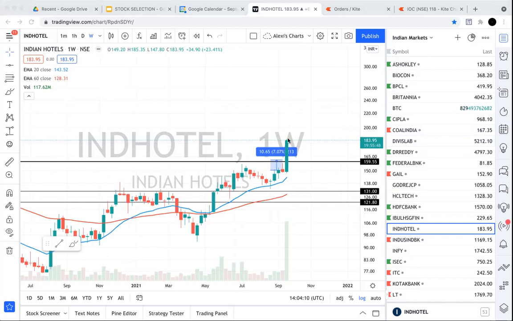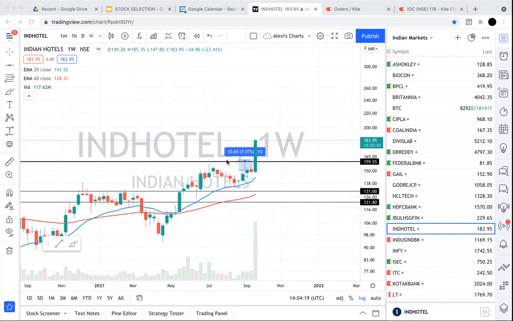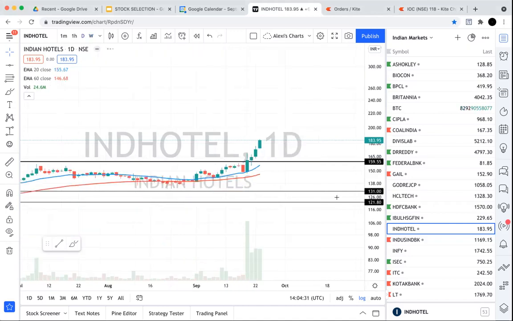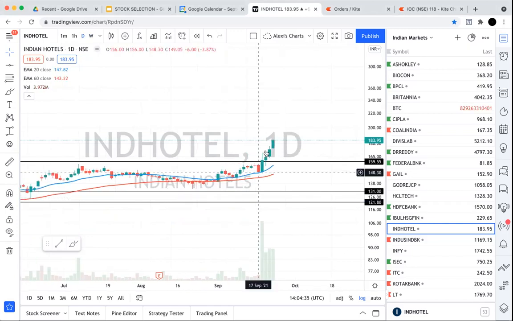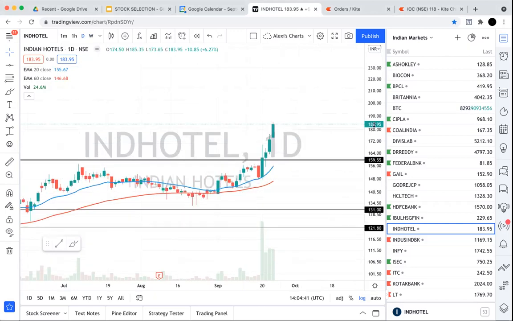All right, so here is the place. This is the level that I had drawn for Indian Hotels. And look, it broke above that. Now that it has broken above that, let's look at the daily chart and see what's happening. Look at that. It hasn't retraced and gone down, so it's still looking bullish.